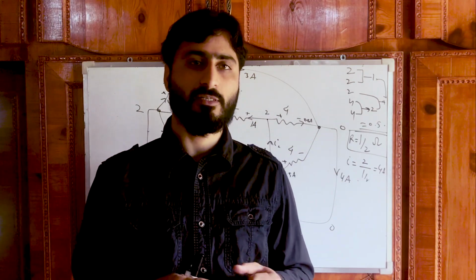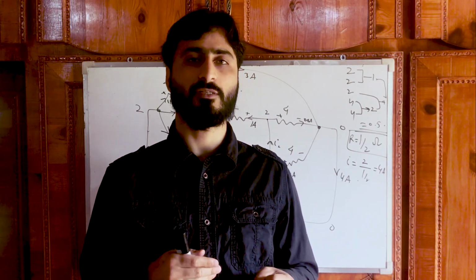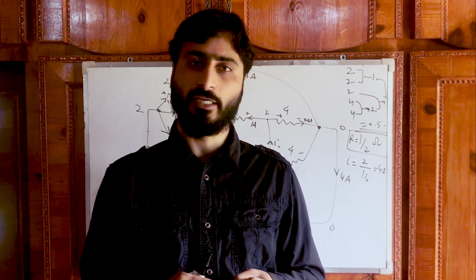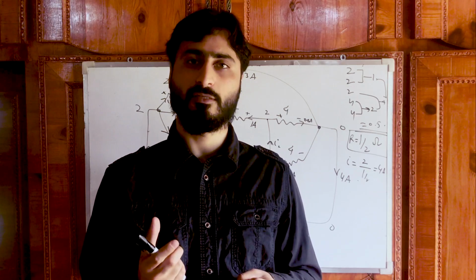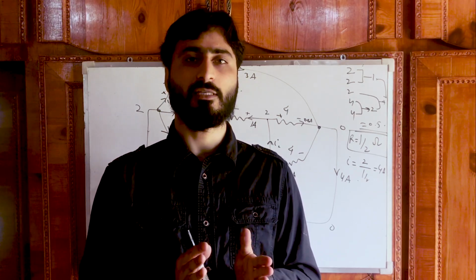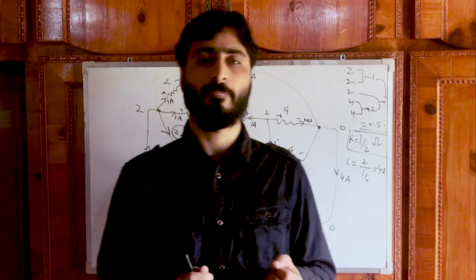Point number 1, we discussed basic elements within a circuit. That is, we discussed the batteries, we discussed resistances. Then we tried to find out different values of the resistances, whether in series, in parallel, or the individual resistance value of a conductor, that is R equal to rho L by A.